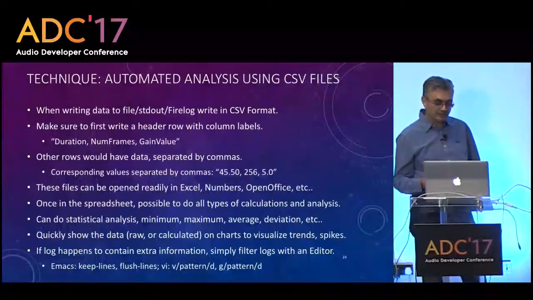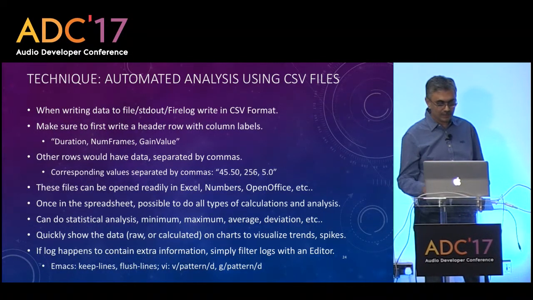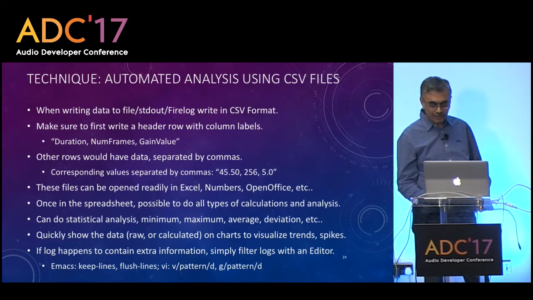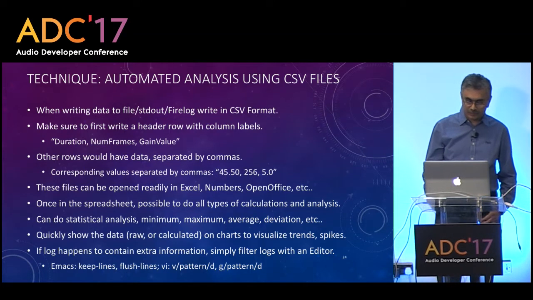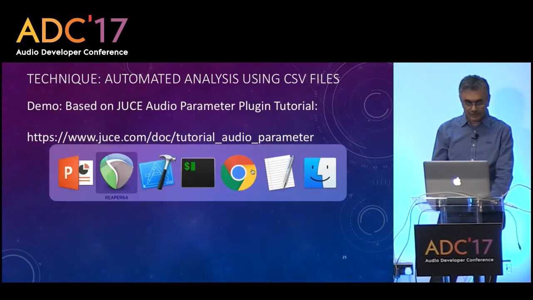Sometimes a log may happen to contain extra information. So for example, if you're using firelog or some other technique, there may be some extra things in the log. You can simply filter them out using an editor. If you're using Emacs, you have keep-lines and flush-lines. If you're using Vi, there is v and g. So these can be used to filter out the CSV files quickly, and then you can load them in a spreadsheet.